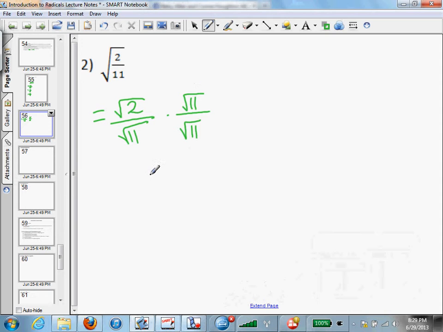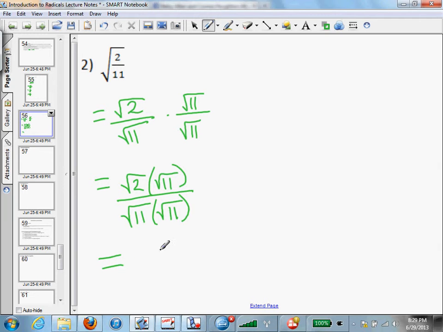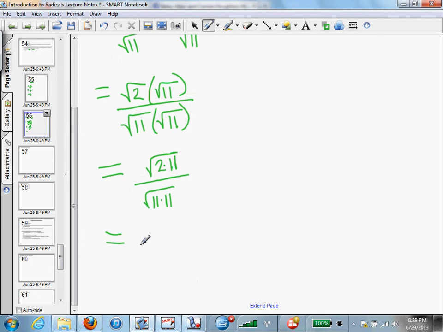Alrighty, so we're just multiplying by the form of 1 of the square root of 11 over the square root of 11. So on top, we can break that into the square root of 2 times the square root of 11. Just as on the bottom, we can simplify it as the square root of 11 times the square root of 11. On top, we're going to have the square root of 2 times 11 inside the radical. And on bottom, we're going to have the square root of 11 times 11. So on top we'll have the square root of 22 over the square root of 121.